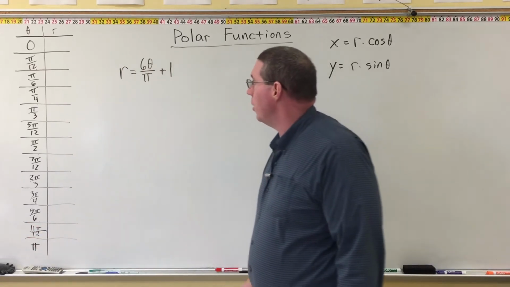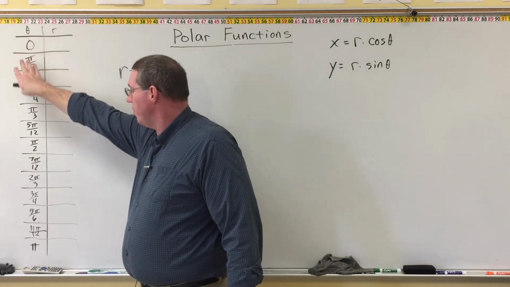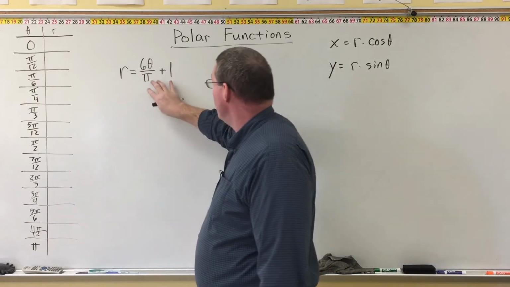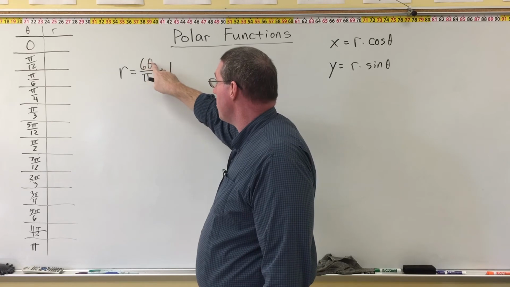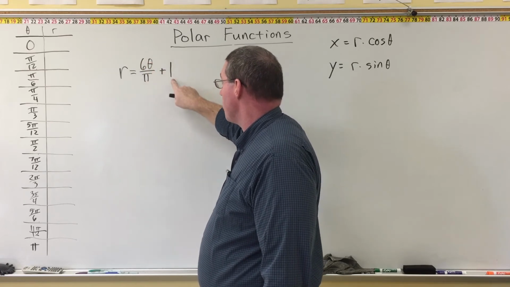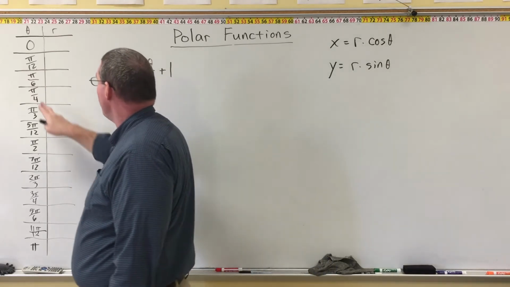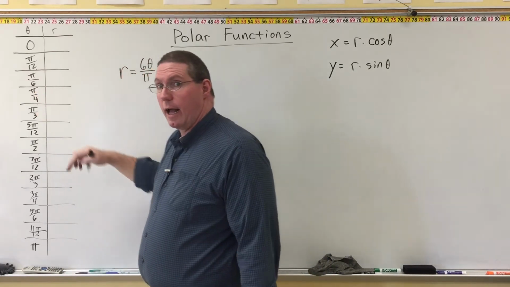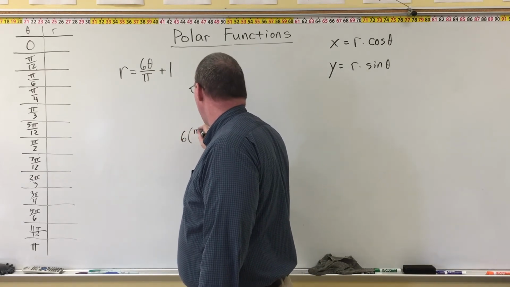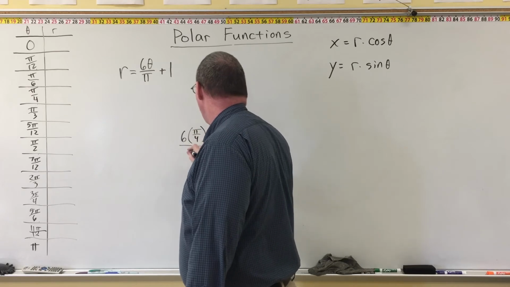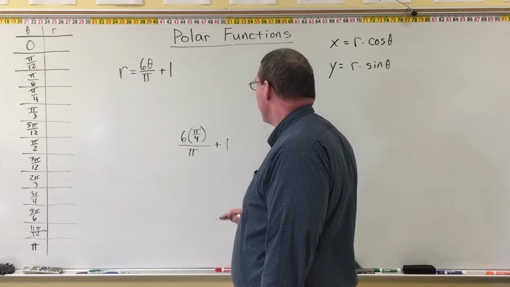So here's what I would do: why don't you go ahead and take a few minutes, pause the video, and plug all of these values into this polar function, which is 6 times theta over pi plus 1. Now, I'm going to give you an example. I'm going to do this one together. Let's do pi over 4 together so that you can get an idea of how this is going to work. So I'm going to do 6 times pi over 4 over pi plus 1. Now, you may say, hey, this looks really crazy. Well, here's what's going to happen.